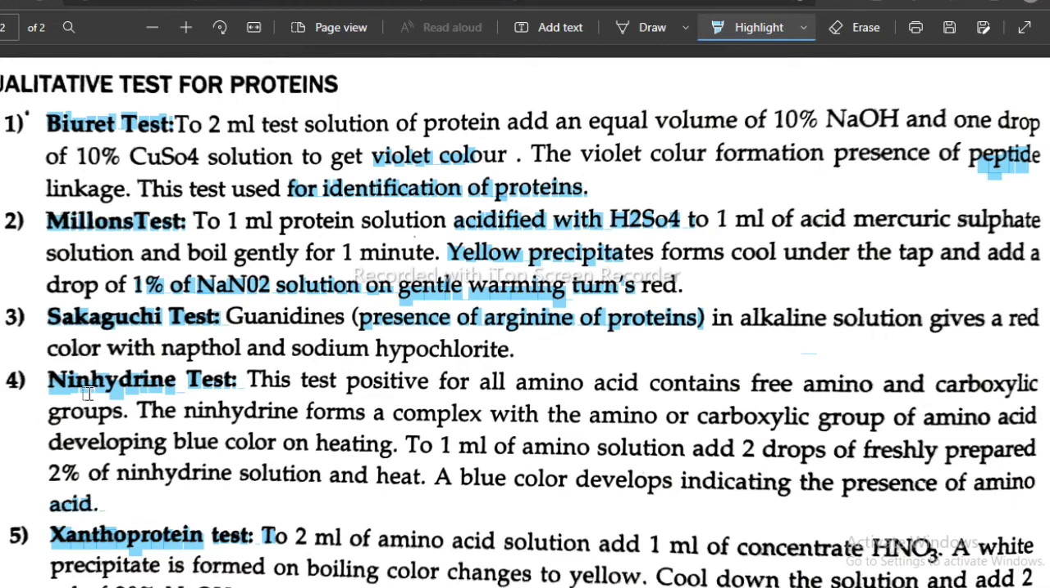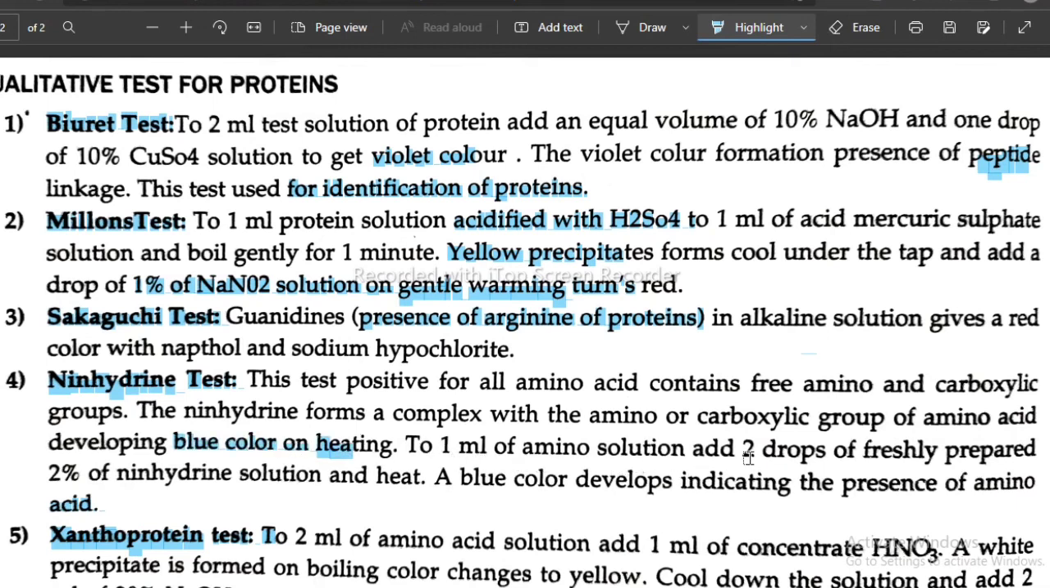नेक्स्ट जो है फोर्थ टेस्ट, दैट इज निनहाइड्रिन टेस्ट. यहाँ पे दिस टेस्ट पॉजिटिव for all amino acid containing free amino and carboxylic group. The निनहाइड्रिन जो है form a complex with the amino और carboxylic group of amino acid. यहाँ पर जो कलर है that will develop blue color on heating.